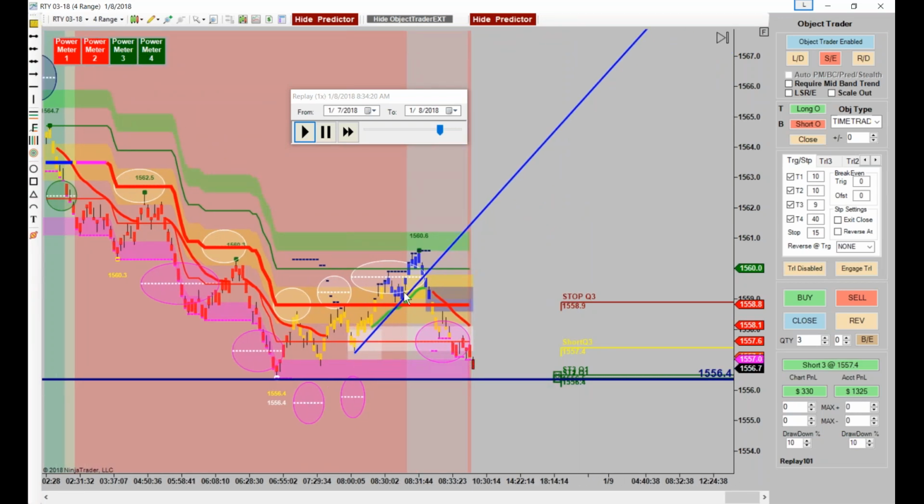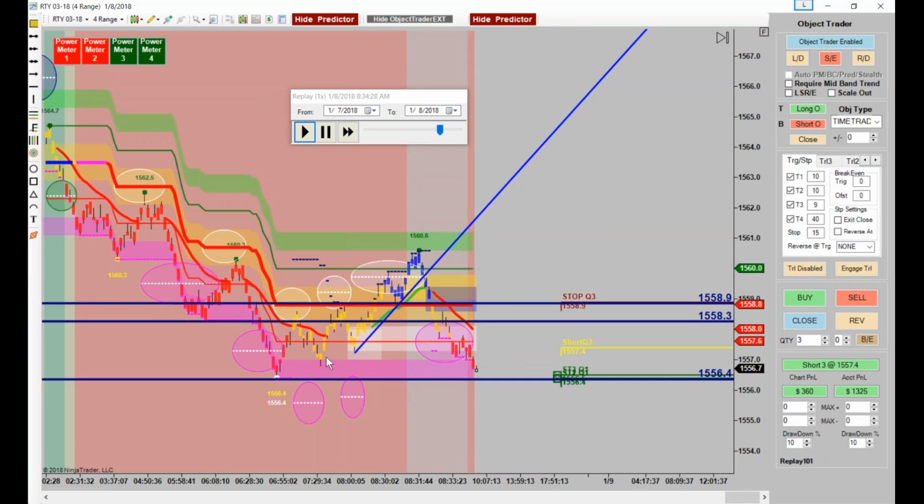Let's see. You had a thrust, retrace, thrust. So you've got a swing level across here. You've got a thrust, retrace, thrust over here. That's the same spot. You got another level right there. See it? Thrust, retrace, thrust. So our little sweet spot is right here.